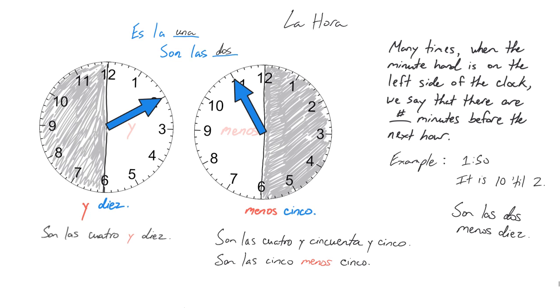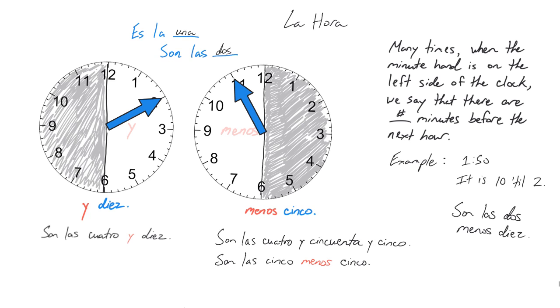Therefore, when we say the time is 1 o'clock, our sentence is going to start off with es la, and then we say one. Es la una. Okay? Una becomes feminine because hour is feminine. For all of the other hours, 2 o'clock, 3 o'clock, and so on, that's plural. So we start the sentence off with son las. Son las dos, it's 2 o'clock. Son las tres, it's 3 o'clock. Son las cuatro, it's 4 o'clock. And so on, all the way up until 12 o'clock.